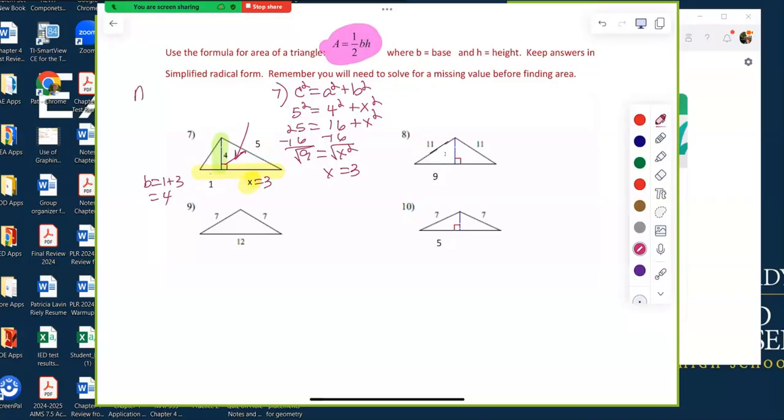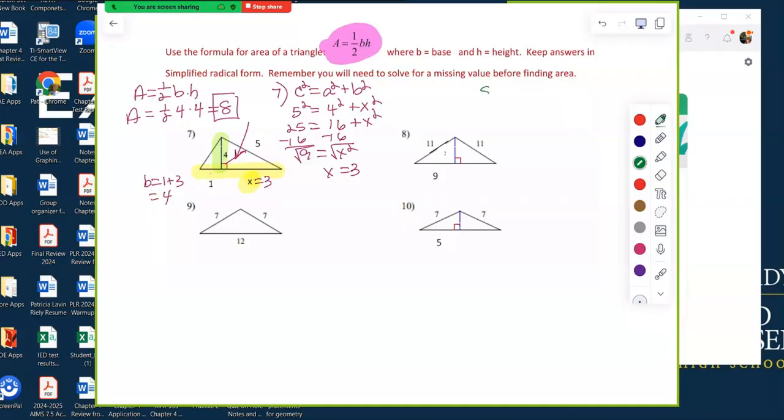Okay, over here for A, I have area equals 1/2 base times height. 1/2, my base is now 3 plus 1, which is 4, and my height was 4. 4 times 4 is 16, and 1/2 times 16 equals 8, and that is my area. So 8 is the area I needed. Okay, let's do number 8.